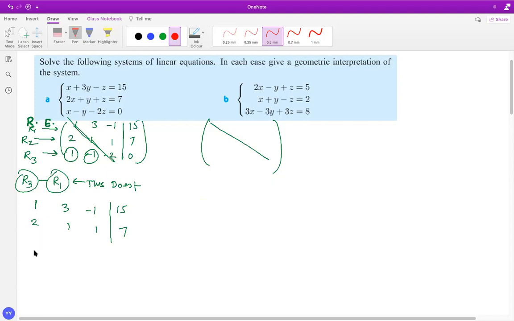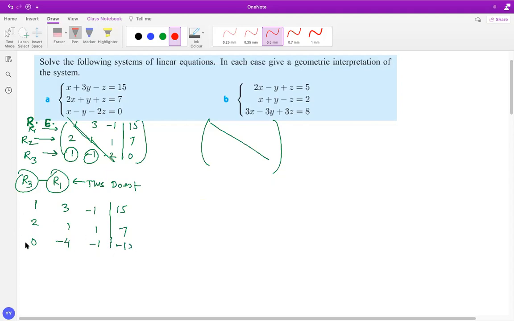So 1 minus 1 is 0. Negative 1 minus 3 is negative 4. Negative 2 minus negative 1 is negative 1, and 0 minus 15 is negative 15.